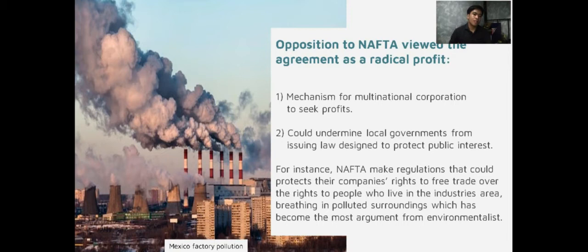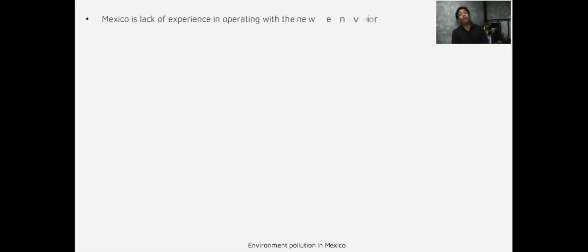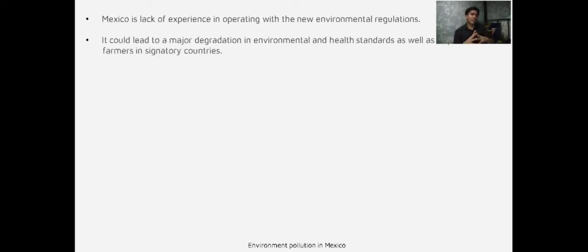So the US companies have dragged down the Mexican environment to keep costs low. The agriculture industry in Mexico has used more fertilizers and other chemicals because Mexico lacks experience with new environmental regulations. It could significantly worsen environmental and health standards and displace family farmers in signatory countries.